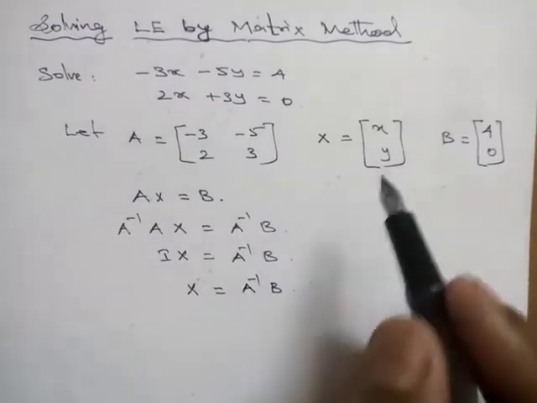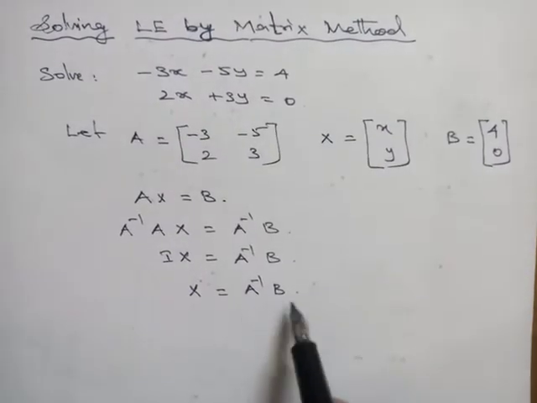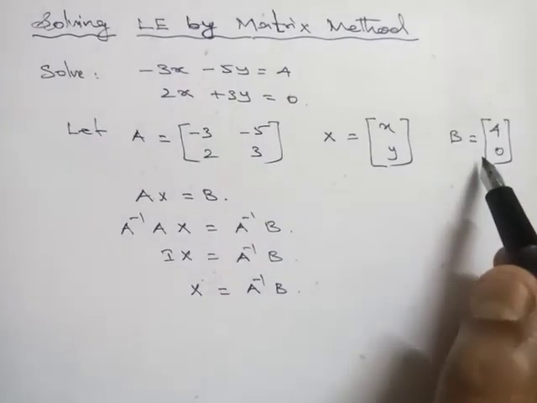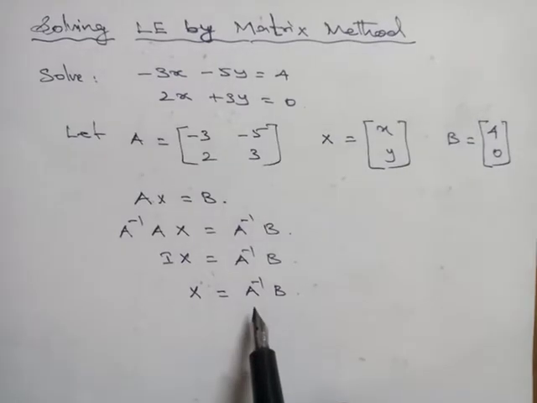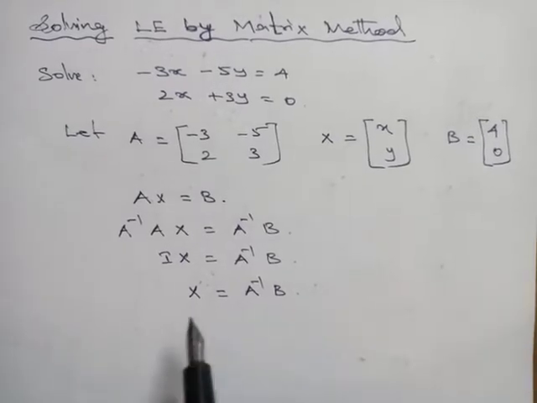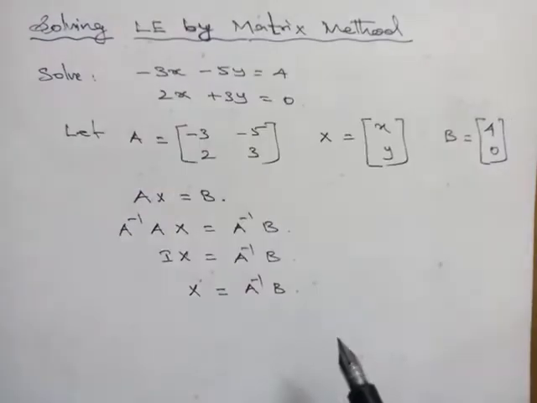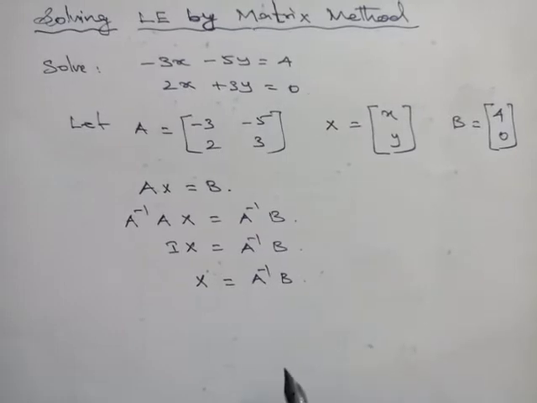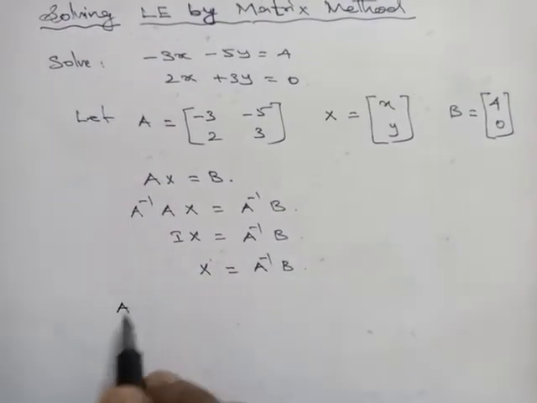So we need this X value, which is nothing but the multiplication of these two matrices. A inverse we have to find, and the B value we know already, that is the B matrix 4 and 0. After finding A inverse, if we multiply with this B, we will get the X value. So how to find the inverse of this A? That only we have to find. This we have already completed. Now, first find the determinant of A.